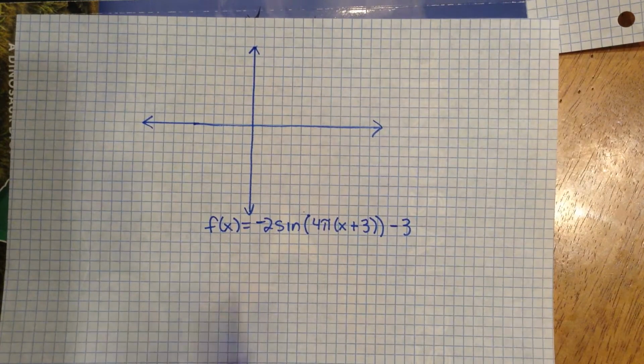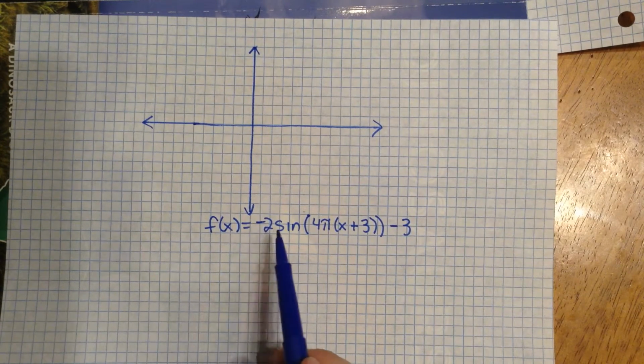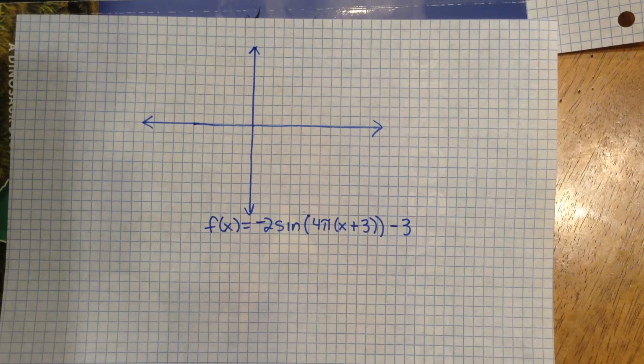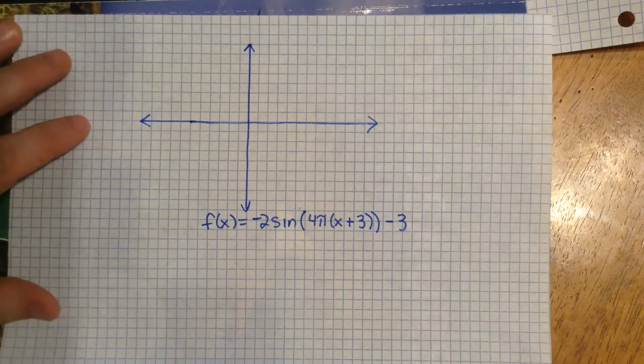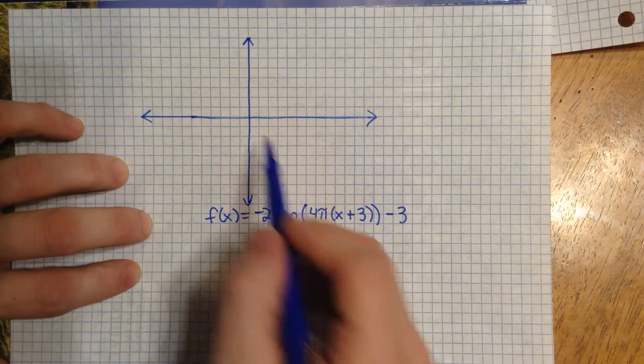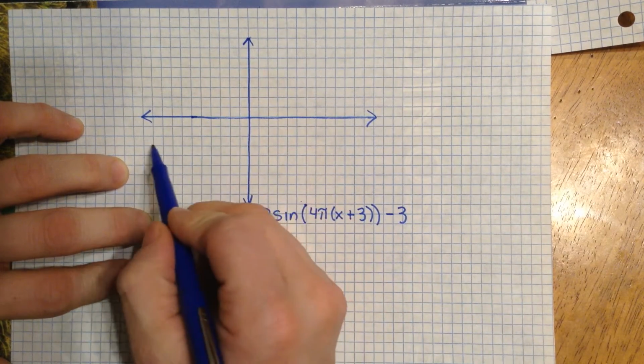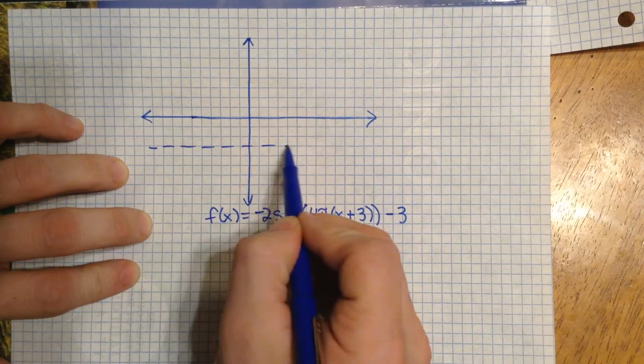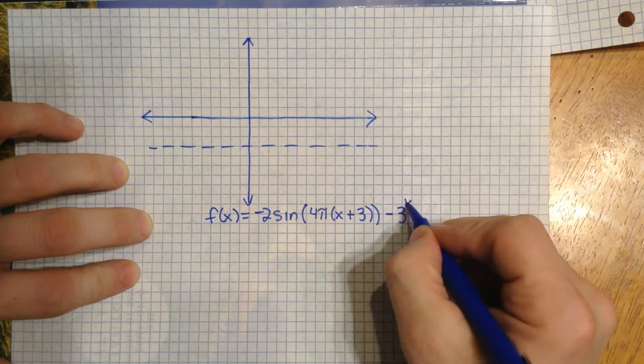Alright, so this time I'm doing the same exact concept except a -2 on the front. So we have a negative reflection here, which is still very easy to work with. The -3 here means we are going to go 3 down for our midline. Remember, that's the midline.